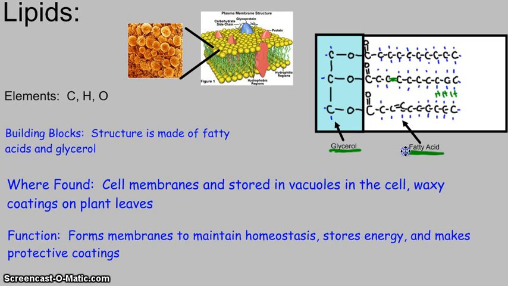They can be found in our cell membranes. They can be stored in vacuoles in the cell. They're used for waxy surfaces, waxy coatings, such as those that we find on leaves.